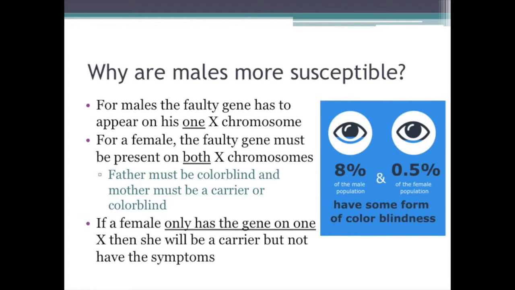Matt, can you tell me why males are more susceptible? For males, the faulty gene has to appear on his one X chromosome. For a female, the faulty gene must be present on both X chromosomes. This being said, the father must be colorblind and mother must be a carrier or colorblind. If a female only has the gene on one X chromosome, then she will be a carrier but not have the symptoms. 8% of the male population and 0.5% of the female population have some form of colorblindness.